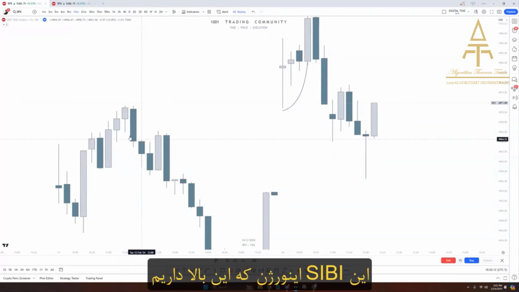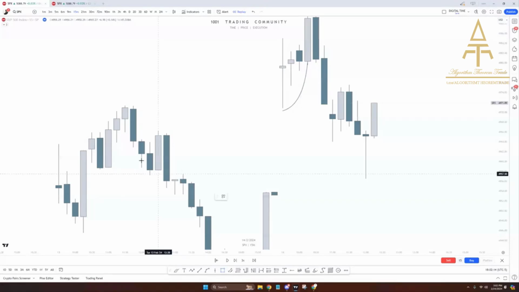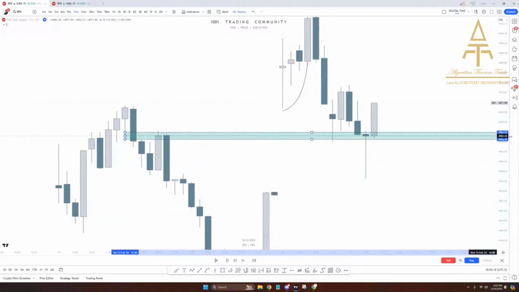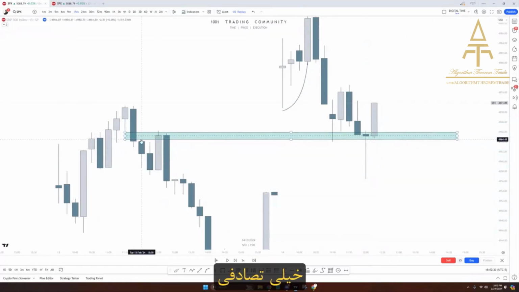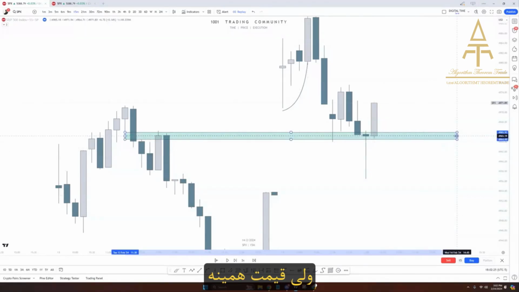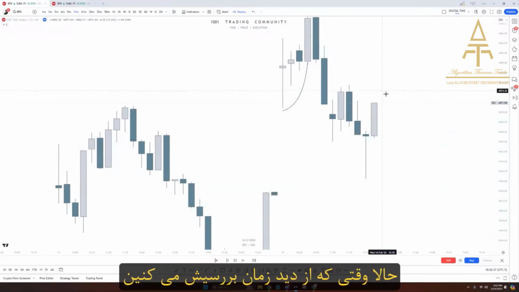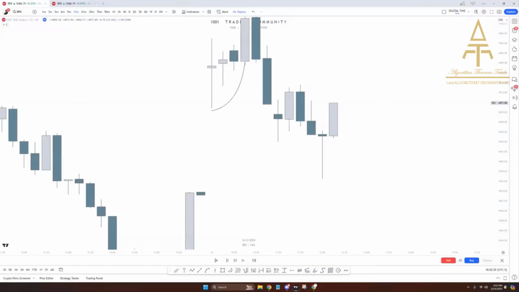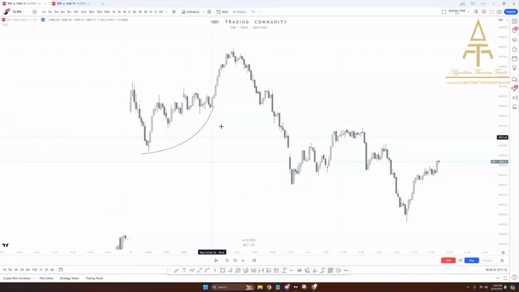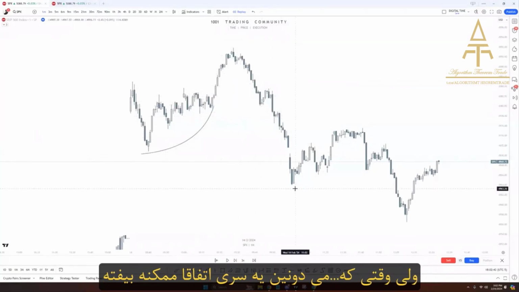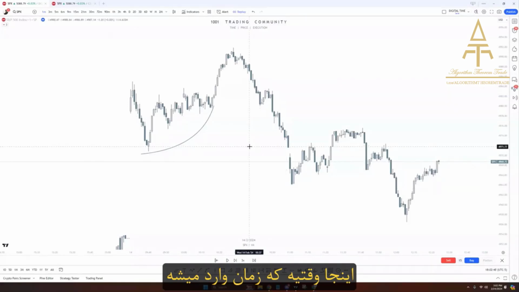This SIBI inversion up here. Respects the CE of it. Very random, right? But that's price. Now, when you look at it from a time perspective, we can look at the 1 minute chart. So here, we simply have just price. You can use all of that for an entry, but when do you know things might occur? That's where time comes into play.